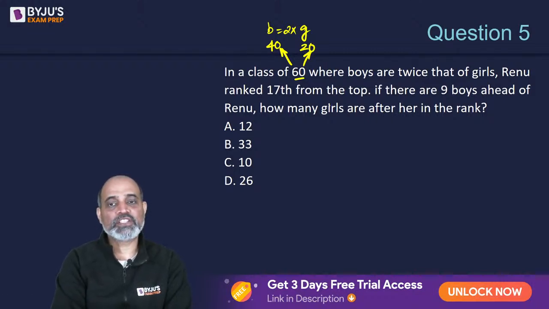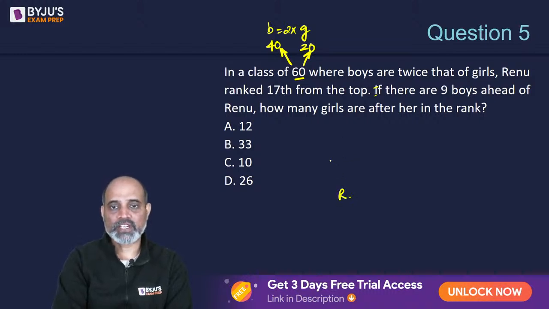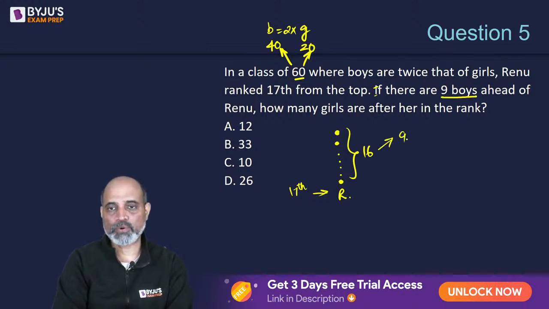Renu ranked 17th from the top. Okay. If there are 9 boys ahead of Renu, so this is where Renu is. She ranks 17th from the top. So that would mean that there are a total of 16 people above her. Out of these 16 people, there are 9 boys and obviously the remaining 7 are girls.